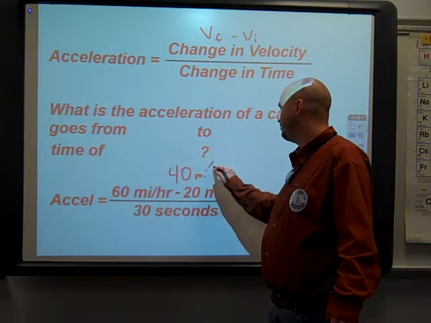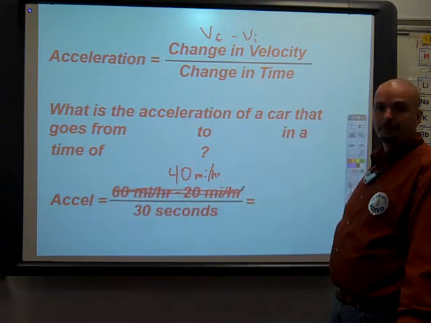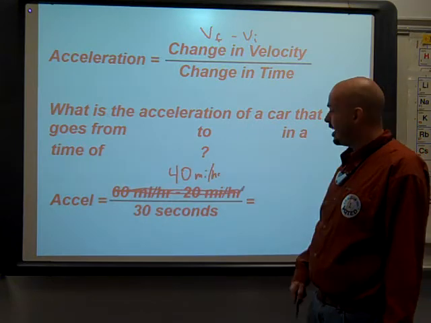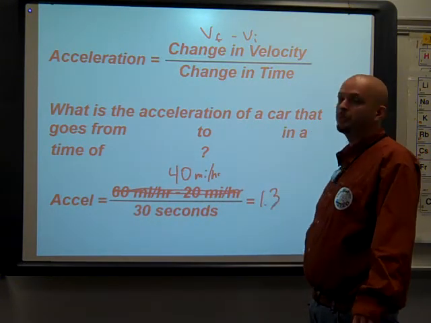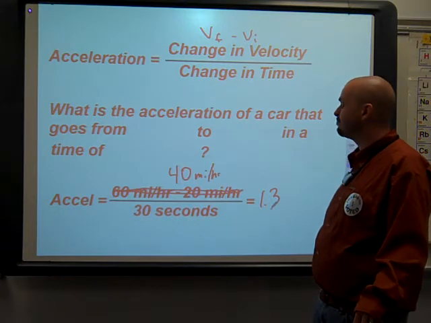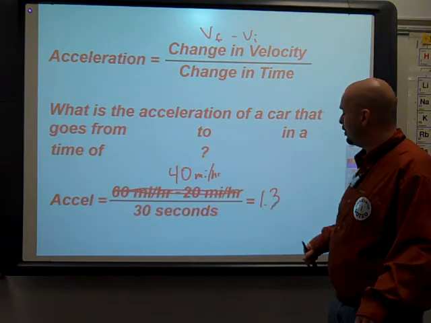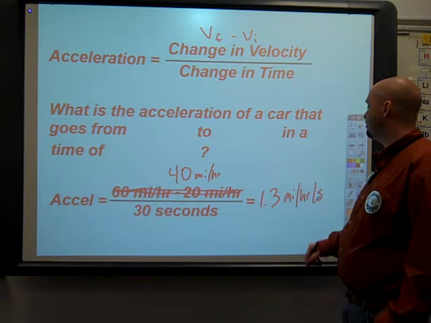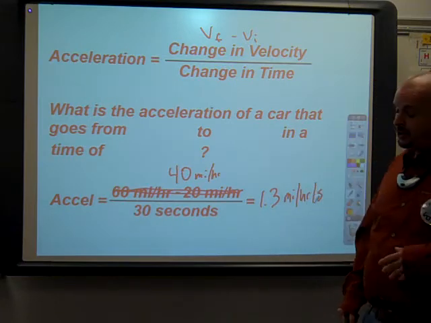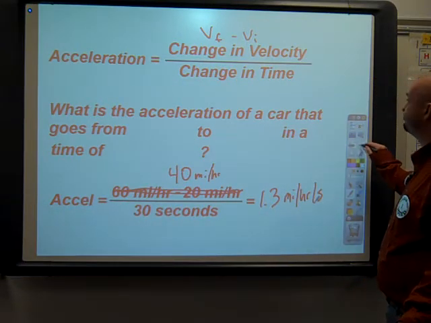We simplify that to 40 miles per hour. Now we can divide it out. 40 divided by 30 is 1.3. Again, I'm rounding. Unit for this, just what we see, miles per hour over seconds or miles per hour per second. This is a straightforward equation. You will never have to do this one algebraically, so no need to worry about that.